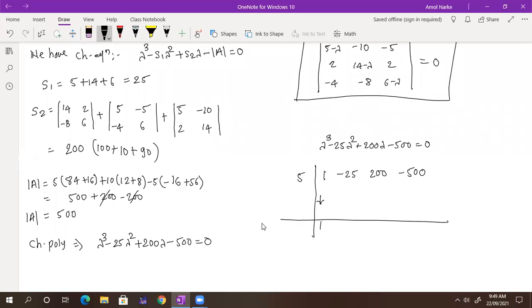1 into 5 is 5. If I add, it becomes minus 20. So minus 20 into 5 becomes minus 100. If I add, I get 100, and here I get 500. If lastly you get 0, it means lambda equal to 5 is my first root. Similarly, you write down first coefficient, second, third, and you will get lambda square minus 20 lambda plus 100 equal to 0.